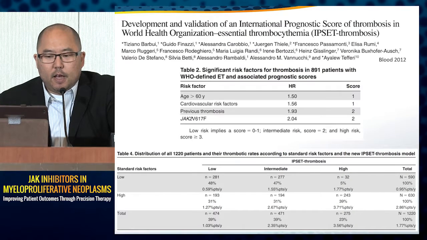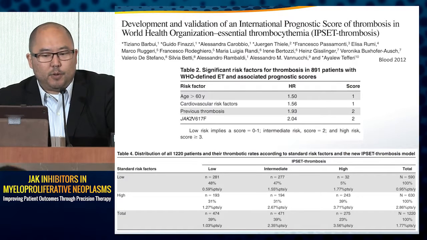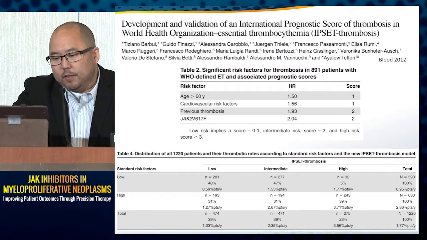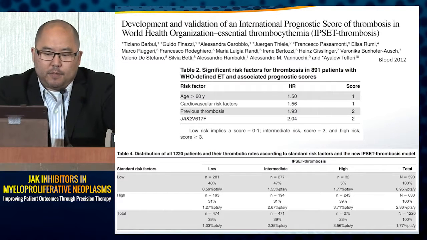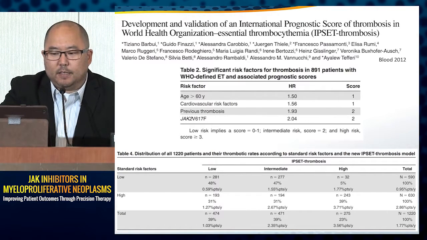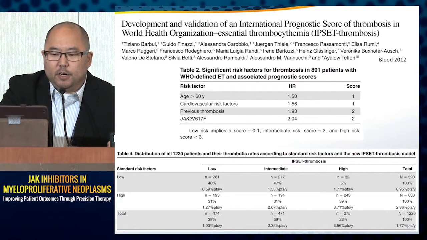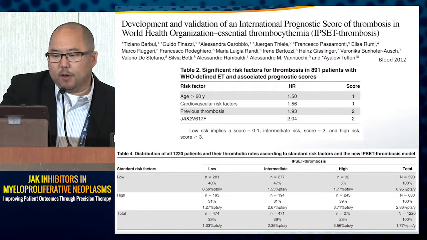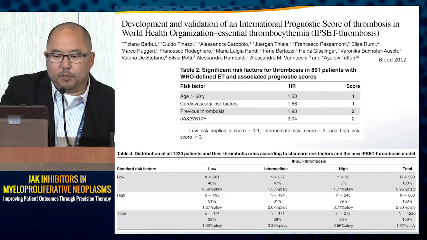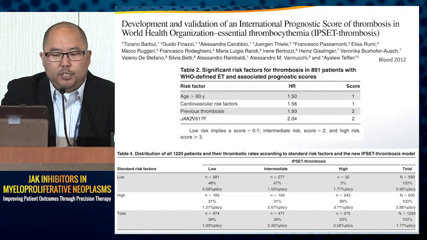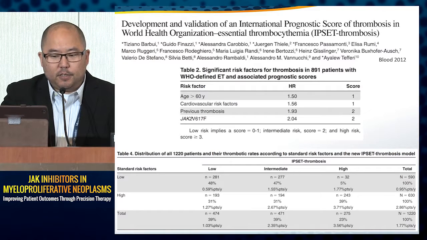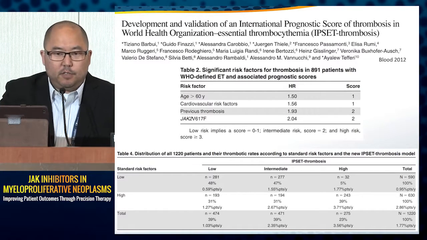But more recently, I think we're getting a little bit more refinement, at least in understanding the risk stratification, whether that has been validated in terms of the treatment options. I think that's less clear. But here's one example, the IPSET thrombosis score that was published a few years ago, where in addition to age and thrombosis history, 2 additional risk factors were added, which is any cardiovascular risk factors and the presence of JAK2 V617F.